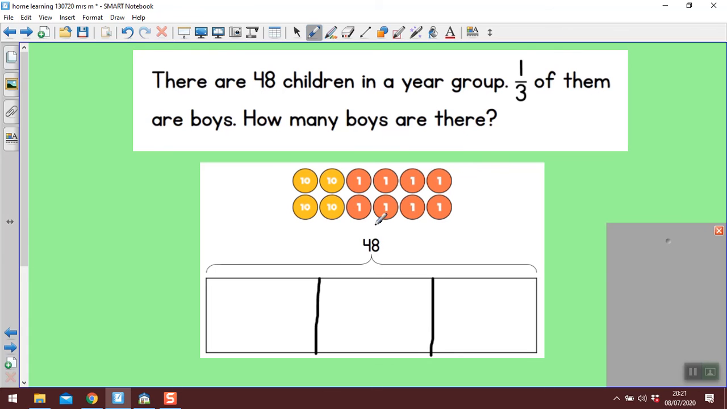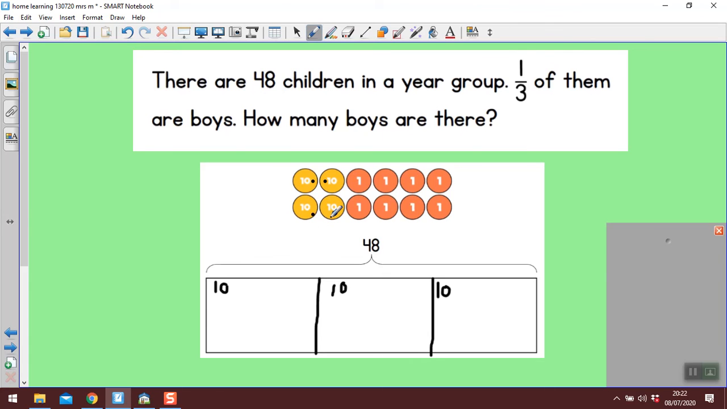So I've now got to share these into 3 equal groups. So that 10 is going to come over here. Let's just write it in this time. That 10 is going to come here. That 10 is going to come here. And that 10, where can that go? I can't put it in there and not have them in there because I need equal groups. So what can I do with this 10?